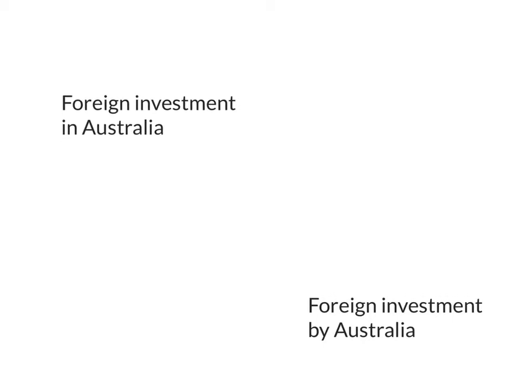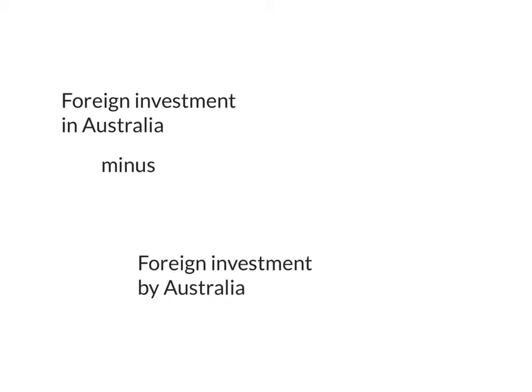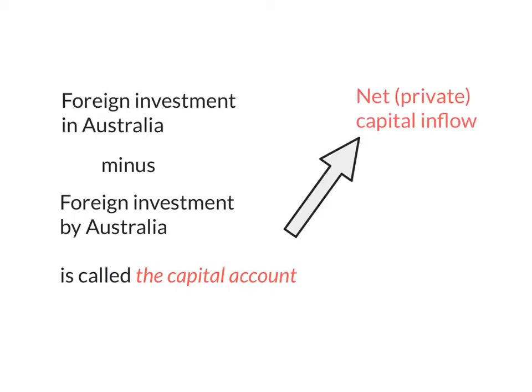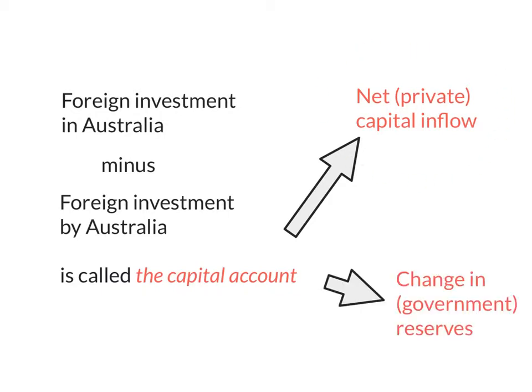Now, let's look at foreign investment in Australia and foreign investment by Australia. Foreign investment in Australia minus foreign investment by Australia is called the capital account. This is sometimes divided into two things: net capital inflow and change in government reserves. So government holdings of, for example, foreign currency and gold.